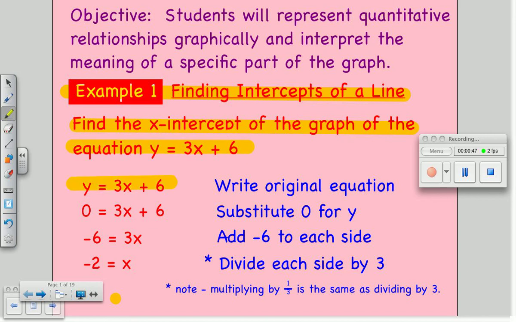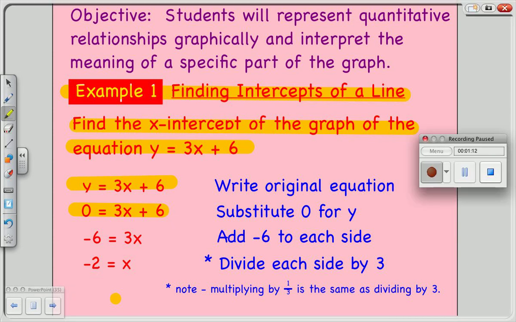So write the original equation, y equals 3x plus 6. In order to find x, when we have two variables in an equation, x and y, we're going to make one of them 0. So we're going to make y 0 to find the x-intercept. So substitute 0 for y. After you substitute 0 for y, then you try to isolate the variable x.